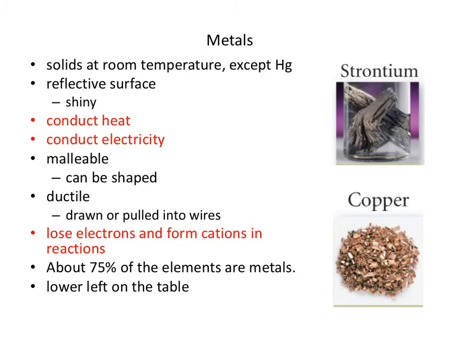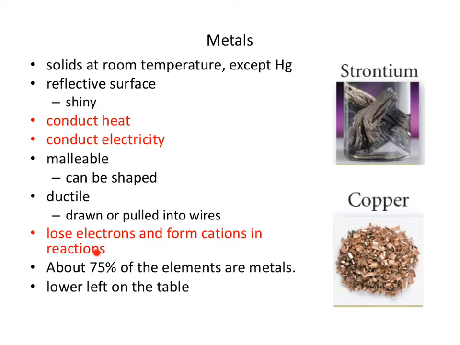What's really important for us as chemists is that metals tend to be very good conductors of heat and electricity. They're malleable, which means we can pound them into shapes. They're ductile, which means we can pull them into wires. So this is why wiring in our houses tends to be copper, a metal, and it's a good conductor.